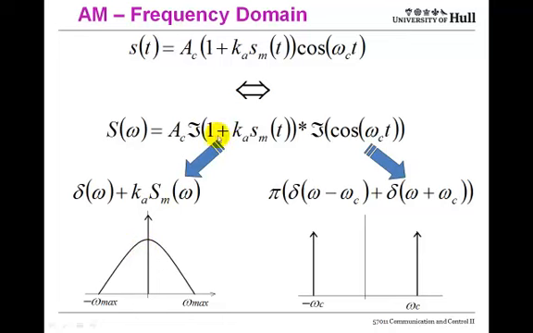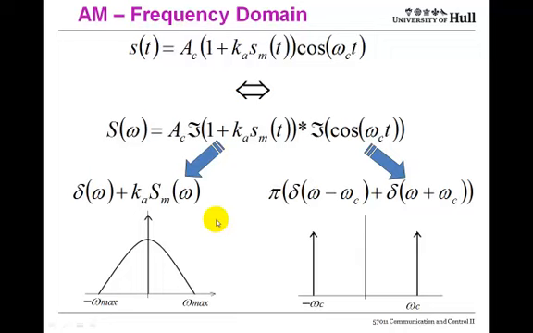Addition in the time domain is just addition in the frequency domain. Multiplying by a constant in the frequency domain is still multiplying by a constant. And we'll say the Fourier transform of our message signal is this function here. The capital S and the omega tells us that this is the Fourier transform of our message signal.